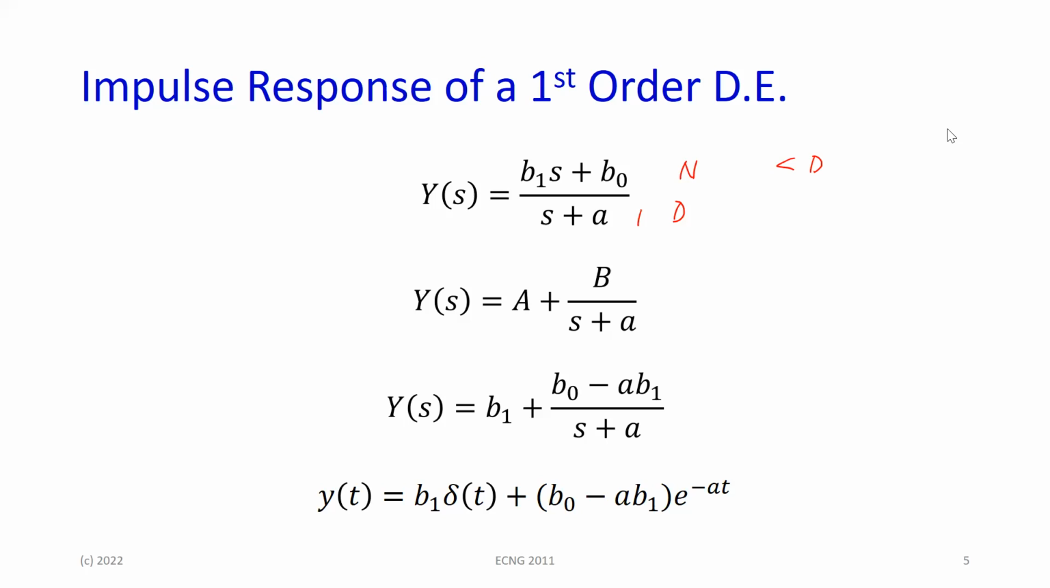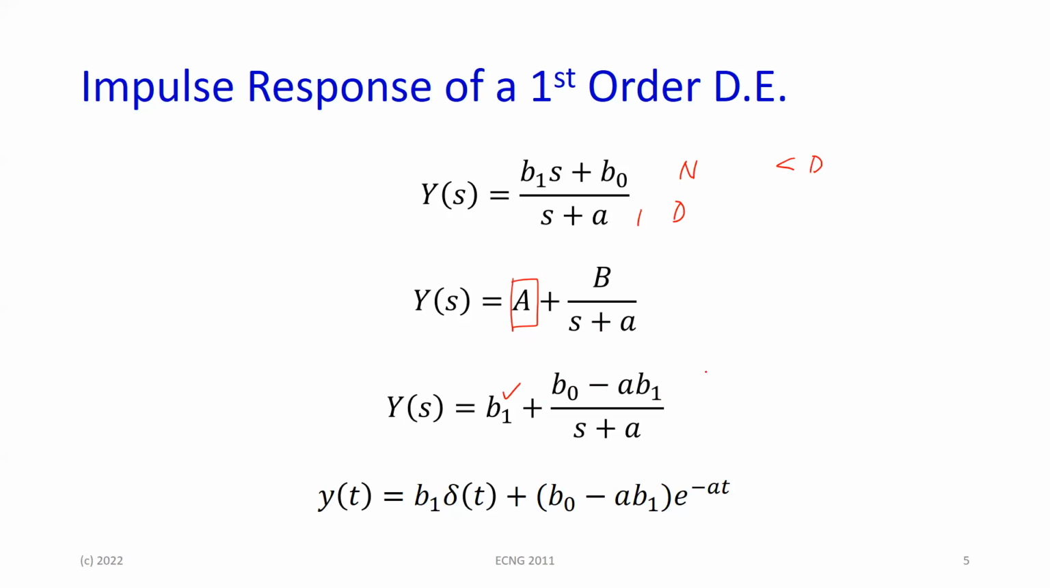Because the order of the numerator is the same as the denominator, we have to divide at least once. If you divide, you're going to get some constant, and then you're going to be left with a remainder, some b over s plus a. If that is the case, then you can solve for both a and b in your normal partial fractions expansion. And what you will get is that a is b1 and b is b0 minus a1 b1.